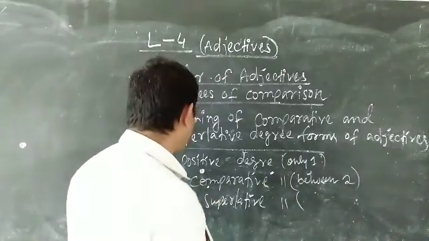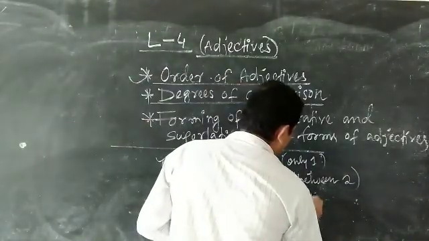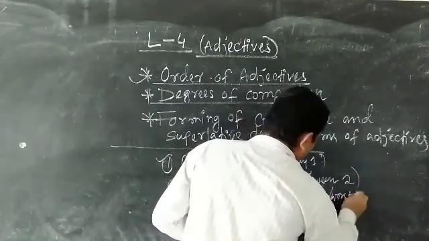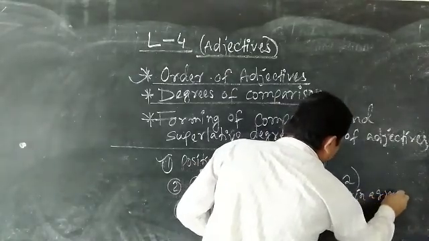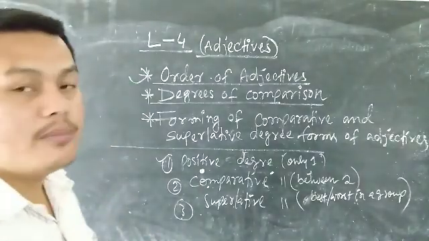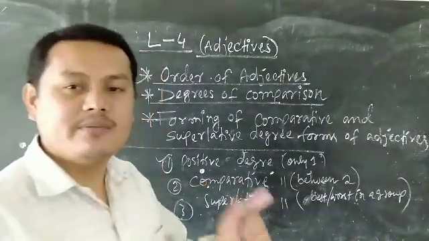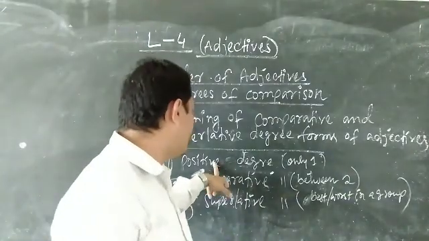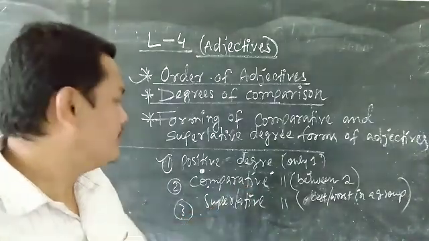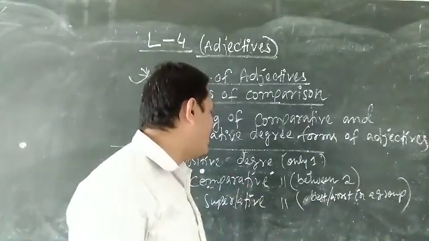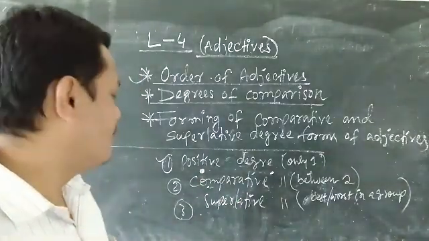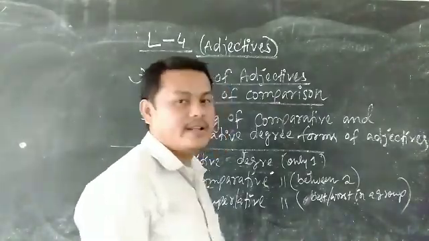Comparative means between two. Superlative means the best or worst in a group. So we can understand this thing this way. Positive degree means whenever an adjective is used to refer to a single person or single thing. Whenever an adjective is used to compare two things, that is called comparative degree. And whenever we talk about the best or the worst one in a group, that is called superlative degree.